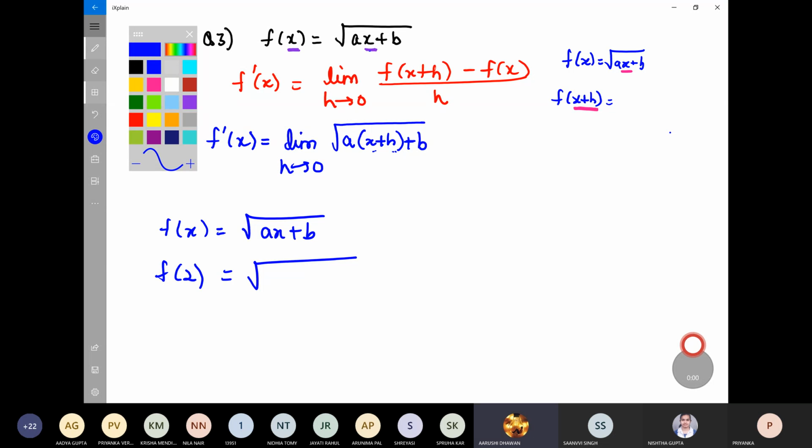Ma'am, ma'am, it will be 2 only. It will be 2? No, ma'am, it will be root of 2a plus b. Right, 2a plus b. So what you have done, you have substituted the value of x here, है ना?